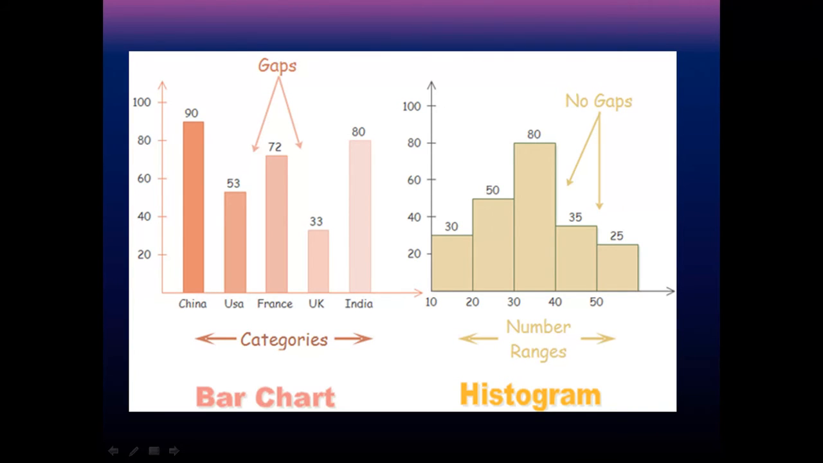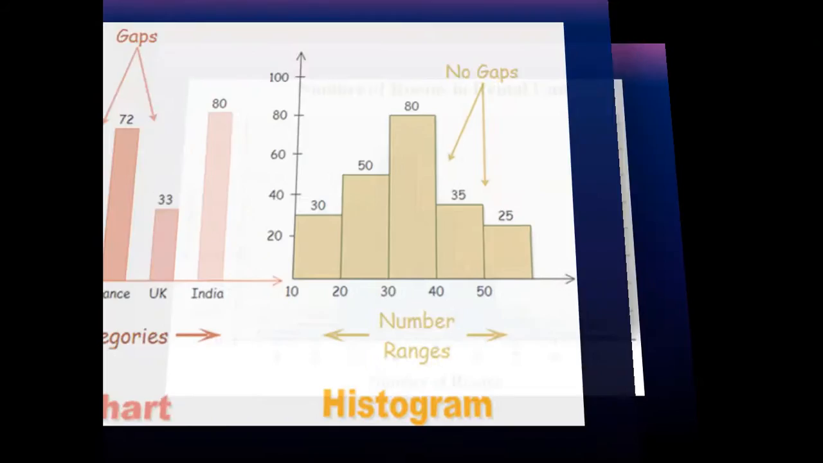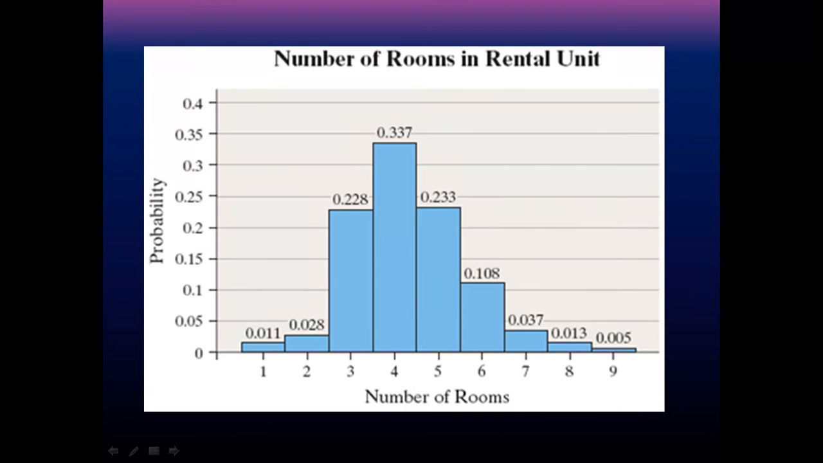So again, notice the bar chart over here: different categories, gaps between bars, and these are frequencies. And this is a histogram with a range of numbers and frequencies on this side, and they may or may not have to be percentages. Here's another histogram. Now, this is an interesting histogram, and this is not a percent histogram, and it's not frequencies. This is a probability histogram, which is what we're ultimately interested in talking about in this chapter.